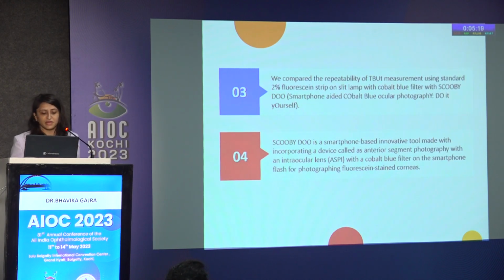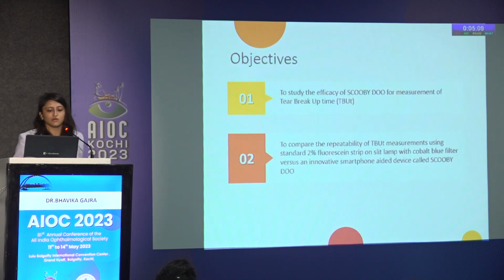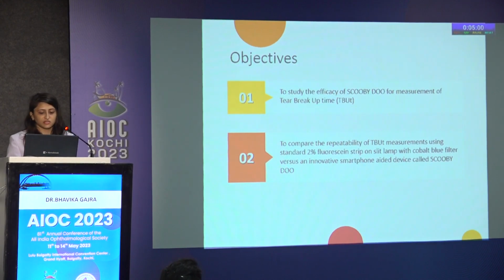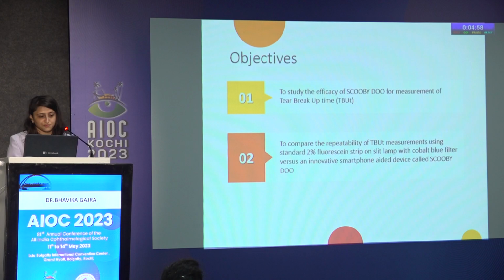It's an innovative tool made by incorporating ASP, which is anterior segment photography, with an intraocular lens and a cobalt blue filter aligned on the smartphone flash and camera, and used for photographing corneas. The objective of the study was to study the efficacy of SCOOBY for measurement of tear breakup time, and to compare the repeatability of TBUt measurement using a 2% standard fluorescein strip on a slit lamp with cobalt blue filter versus SCOOBY.